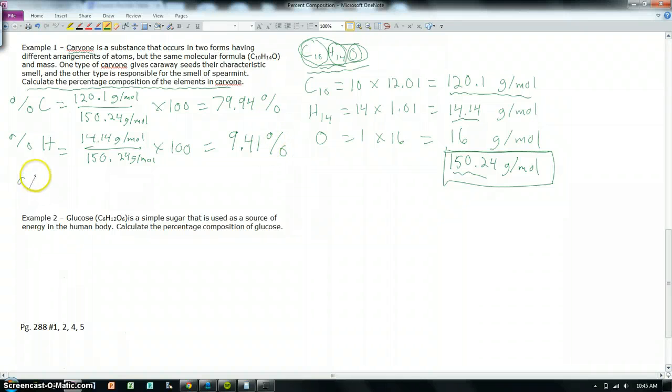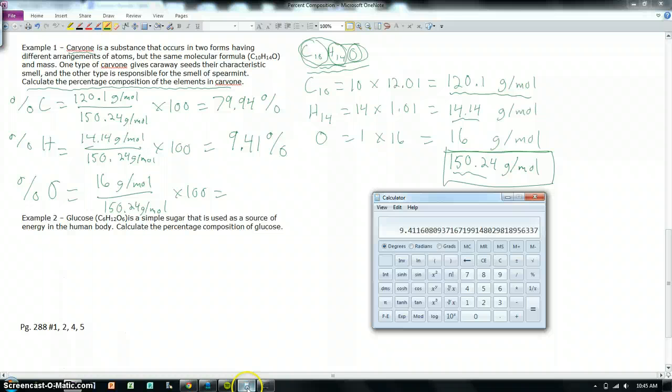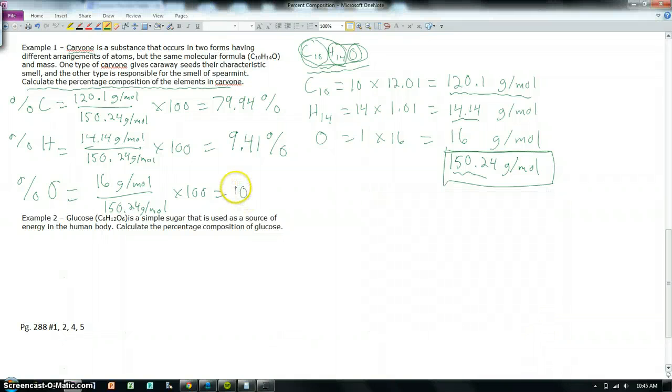And last but not least, our percent mass of oxygen is going to be 16 grams per mole over 150.24 grams per mole, times that by 100, and we'll get 16 divided by 150.24 times 100, and we get 10.65.